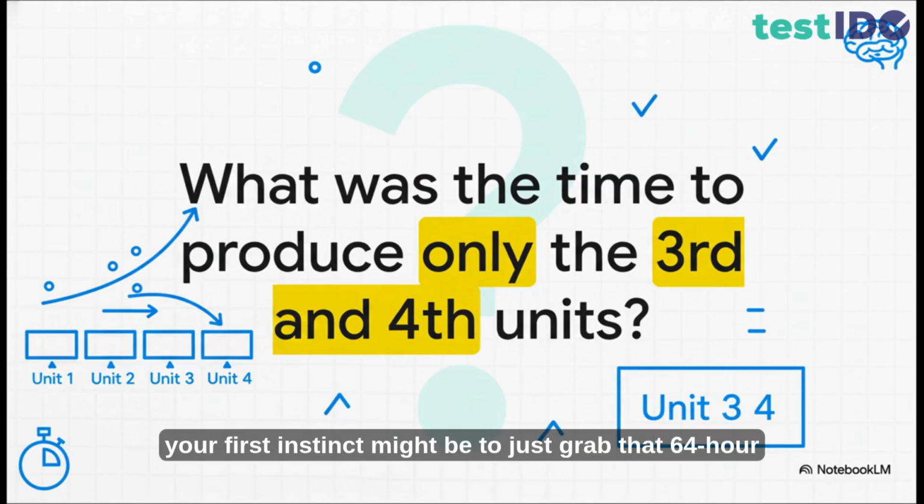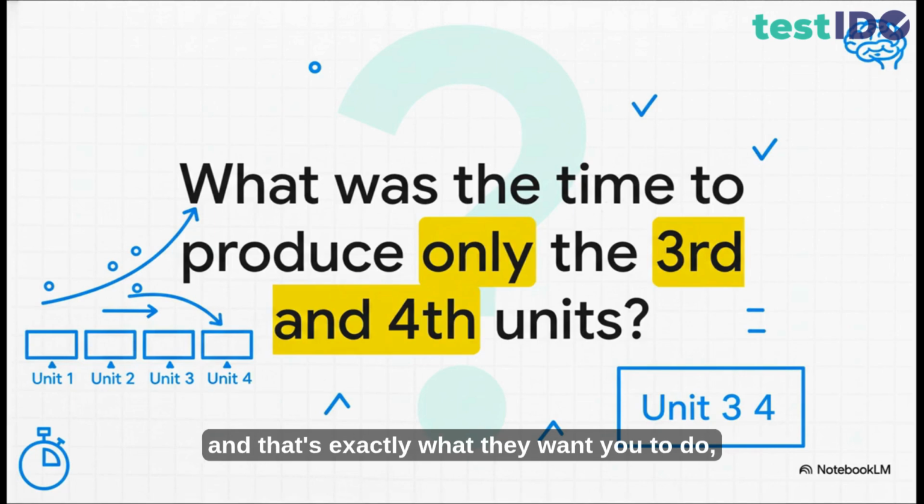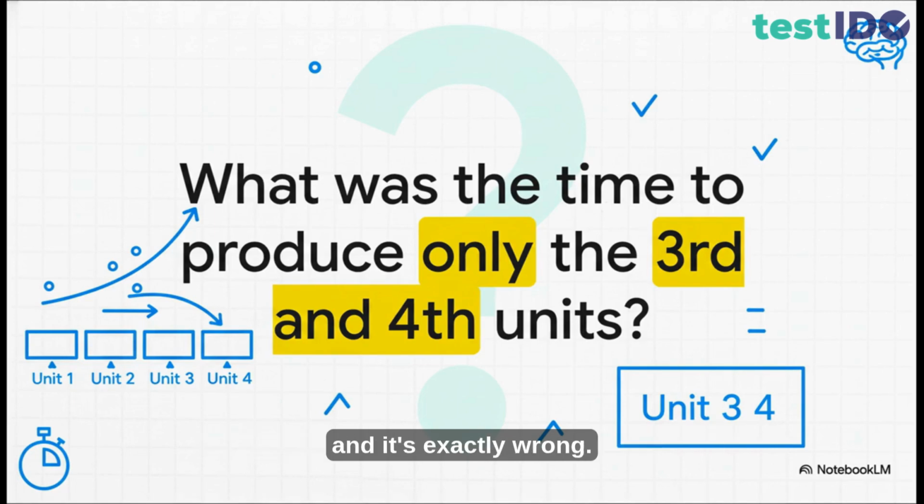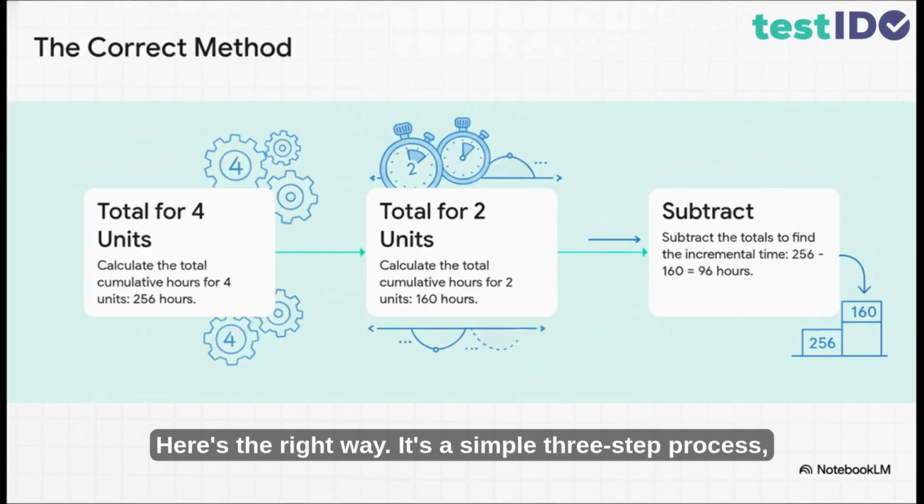Now, your first instinct might be to just grab that 64-hour average for 4 units and multiply by 2. And that's exactly what they want you to do. And it's exactly wrong. So, how do we get the right answer? Here's the right way. It's a simple 3-step process, and it's all about working with the totals.